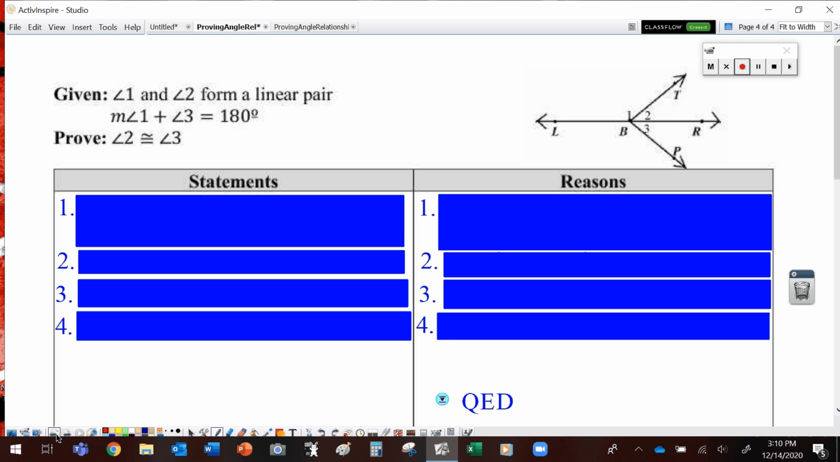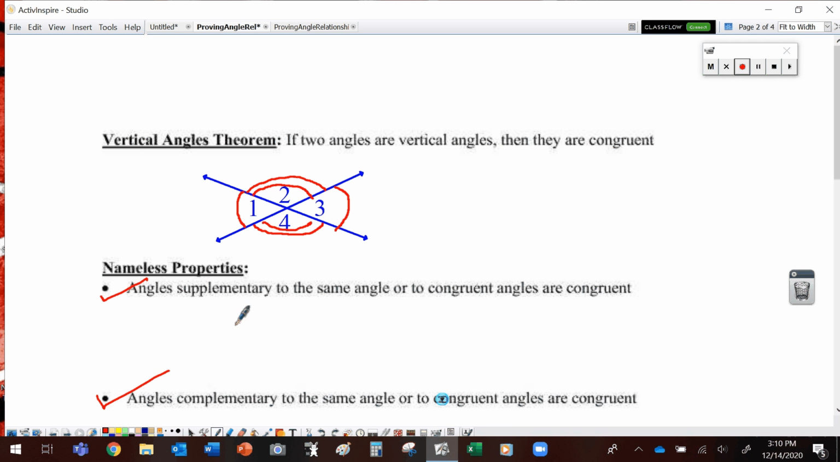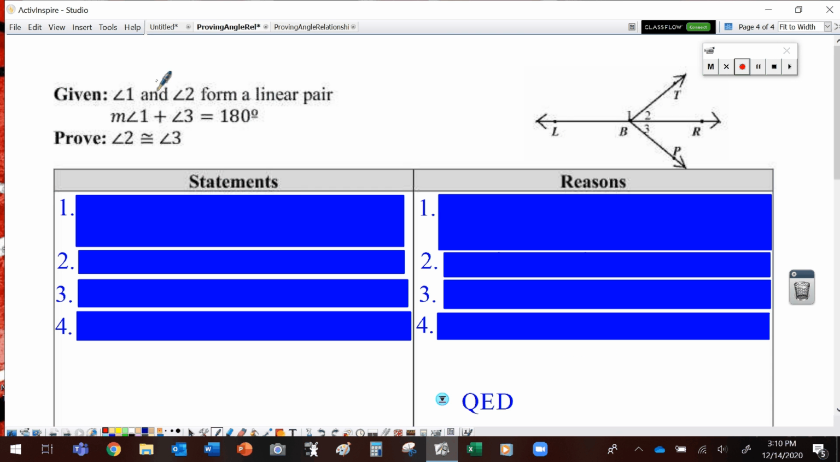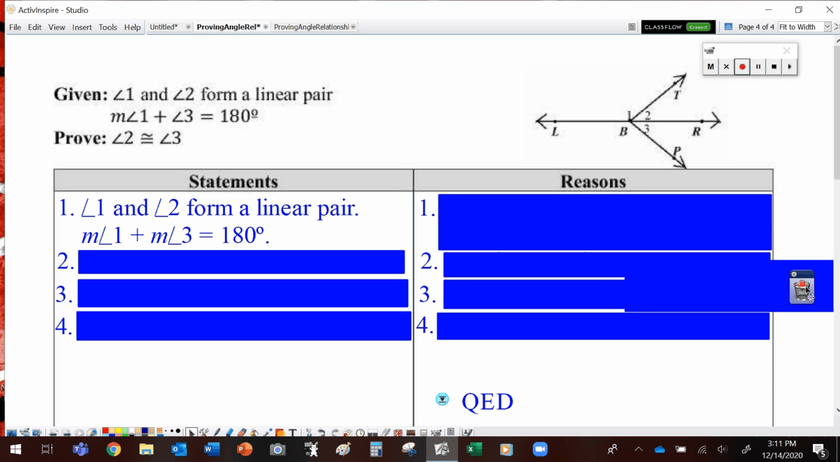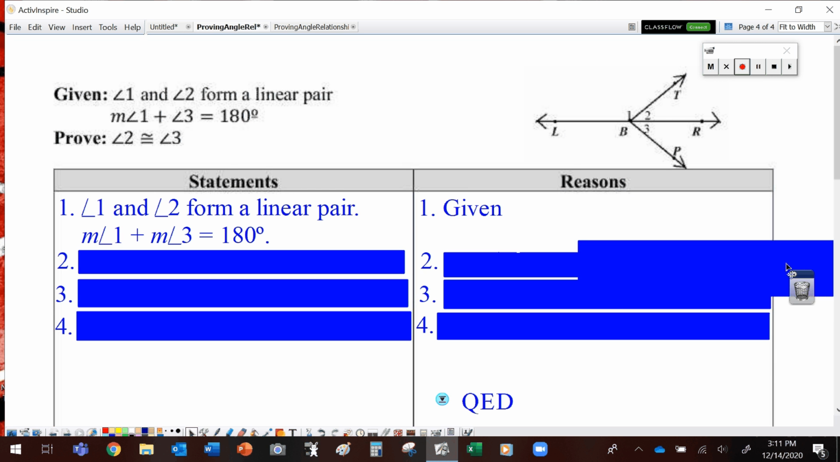Well, guys, that's like that property that we just proved. Angles supplementary to the same angle, or to two congruent angles, are congruent. So what I need to say is that both of those angles, angles 2 and 3, are both supplementary to angle 1. If I say they're both supplementary to angle 1, then I can say they're congruent to one another. Well, we know we're always going to start with the given. Okay, and we know that our reason is that it's given.